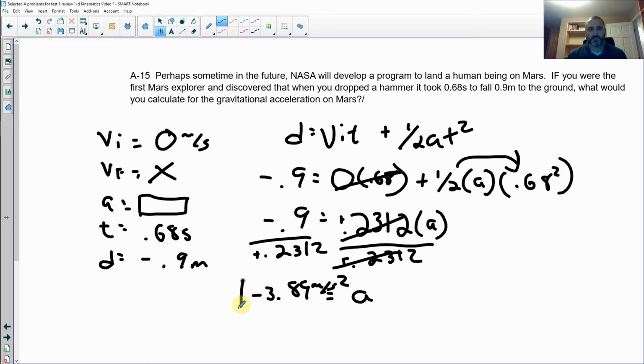So there's your acceleration due to gravity on Mars, complete with its negative acceleration because it's a vector quantity, and that means it's accelerating down. So I hope that helped.